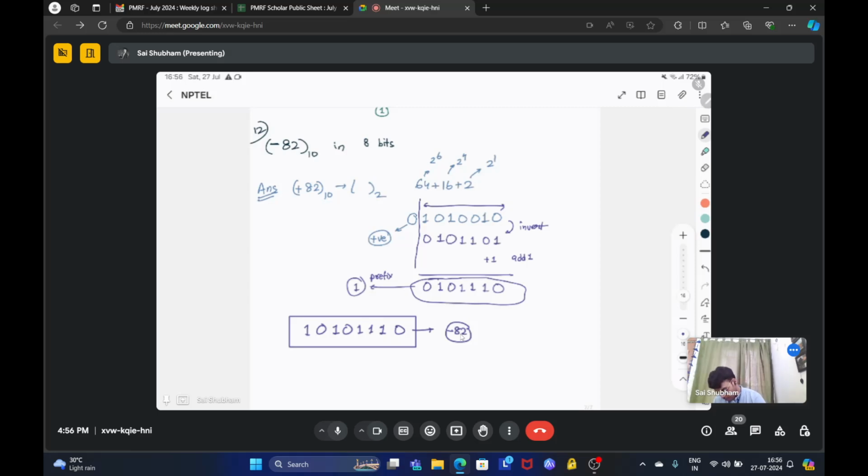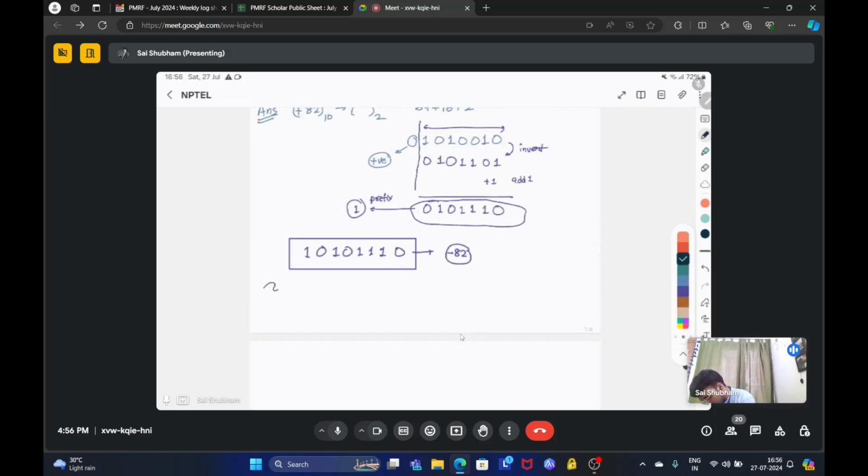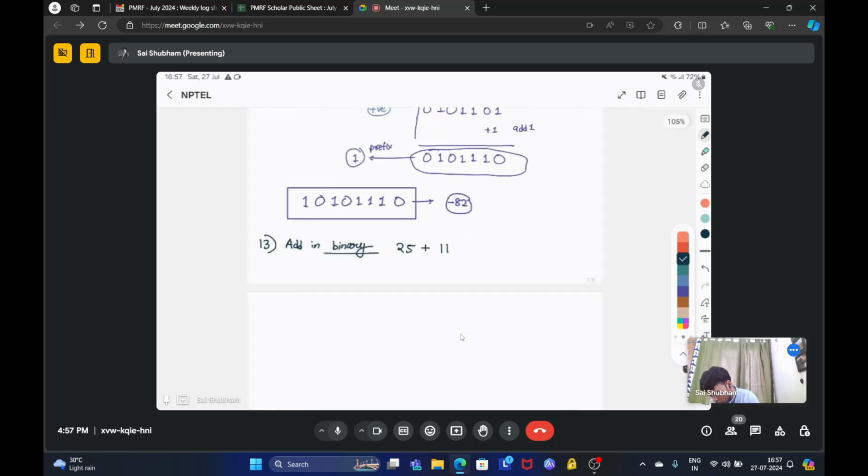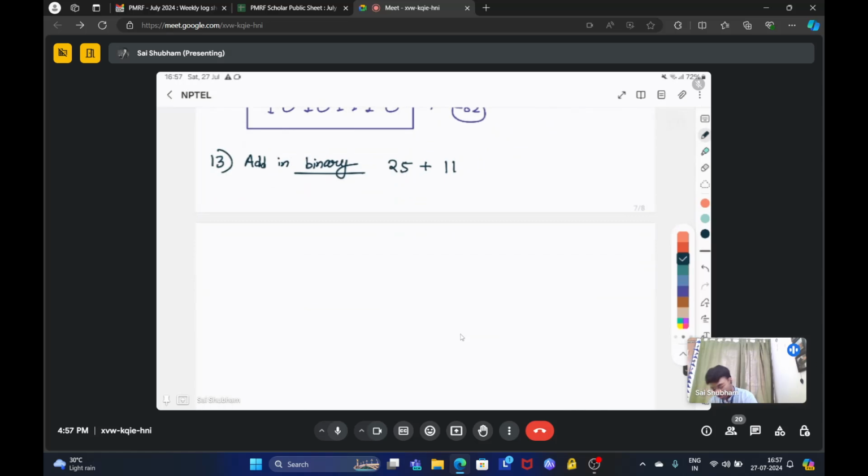All right. So moving on to the next question. Suppose I have to add two numbers in binary. So how will I do? Suppose the numbers are 25 plus 11, and I have to add them in binary. So this I will show you how it is done. It will be done in the same way.